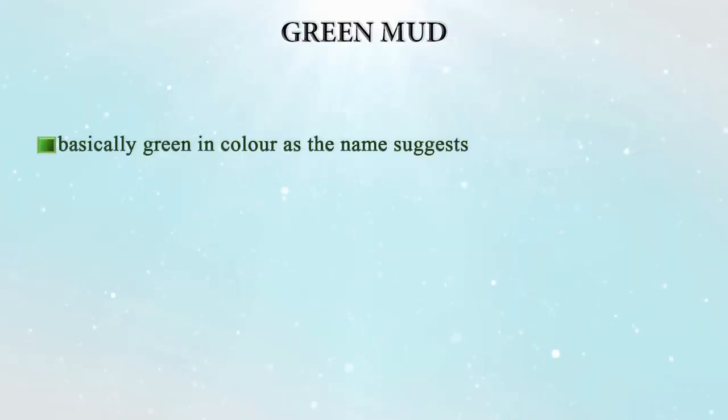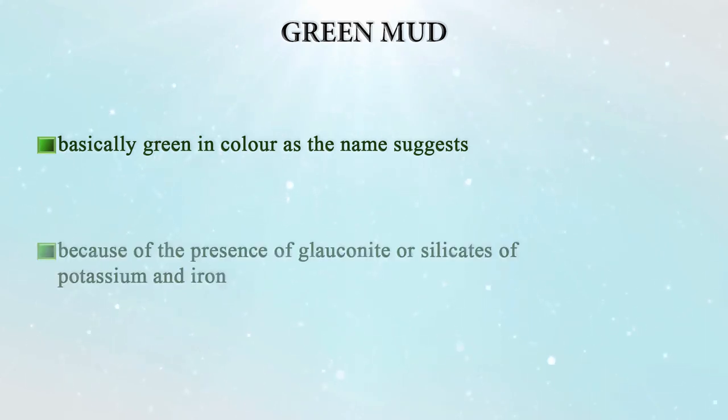Now what is green mud? This is also green in color, so the name is given green mud, and it is because of the presence of glauconite, or silicates of potassium and iron, which is found in them. So that is imparting the green color to it.